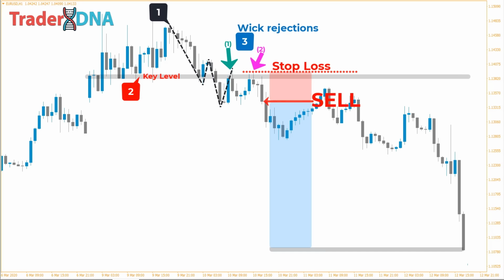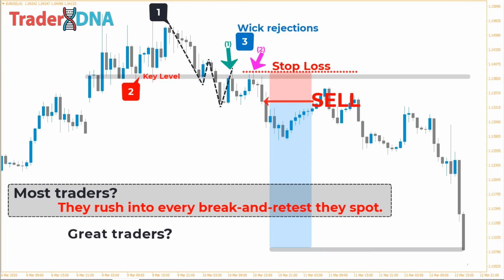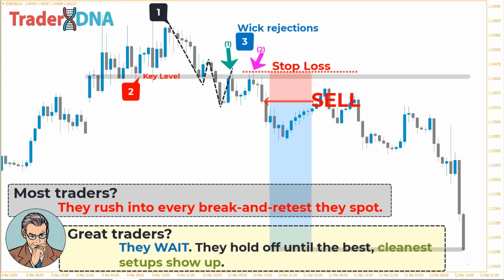But listen, I need to be real with you for a second. When you go back and test this yourself, not every trade will be as picture perfect as these examples. Why? Because yeah, these are cherry-picked examples. But that's the point. This is what you're aiming for in the live market. Here's the deal. Most traders rush into every break and retest based spot. But the great traders, the ones crushing it, they wait. They hold off until the best, cleanest setups show up. So even if these examples were handpicked, this is your blueprint.